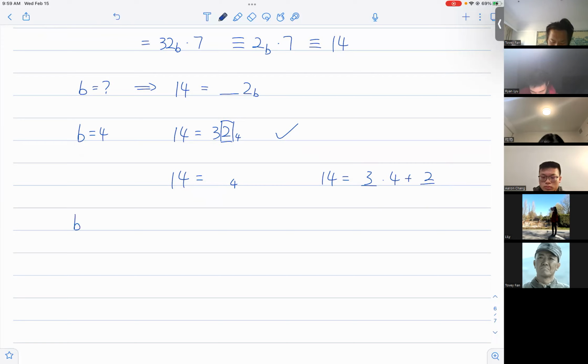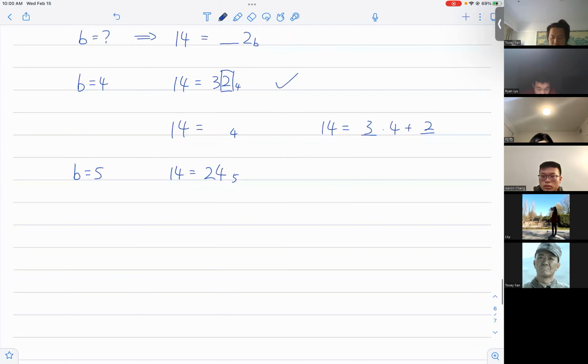Okay, so this works. What about say b equals 5? Something times 5 plus something. So which 5 plus? It is 2 times 5 plus 4. Yes, 2 4. So this doesn't work. The unit digit is not 2, right?